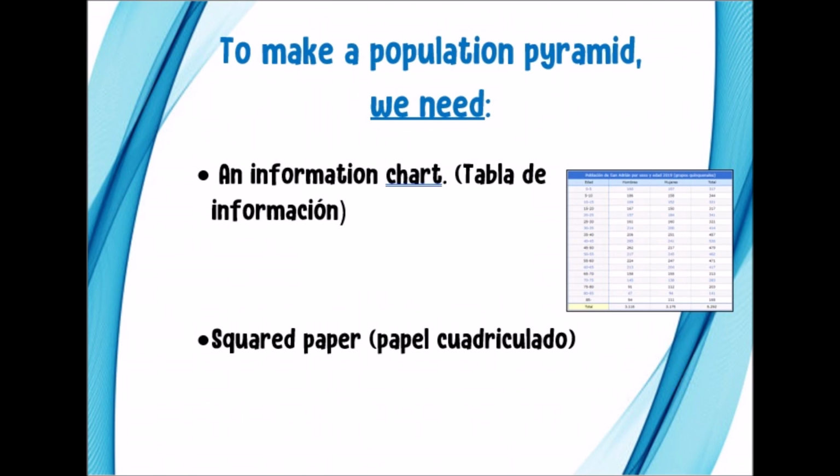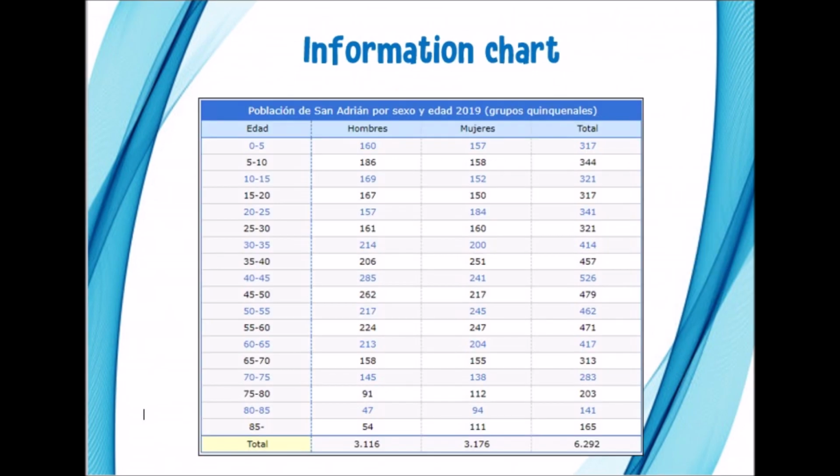To make a population pyramid, we need two important things. First, an information chart and a squared paper, because it's easier to draw the pyramid on this kind of paper. This is an information chart. We are going to use it to make our population pyramid.